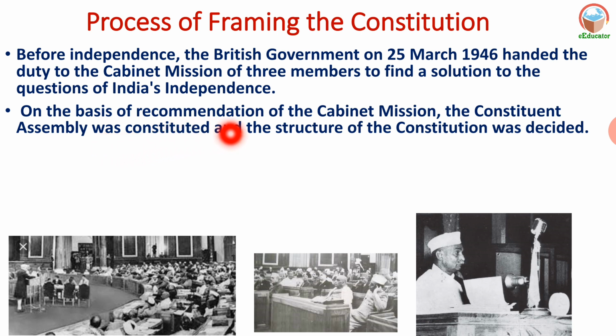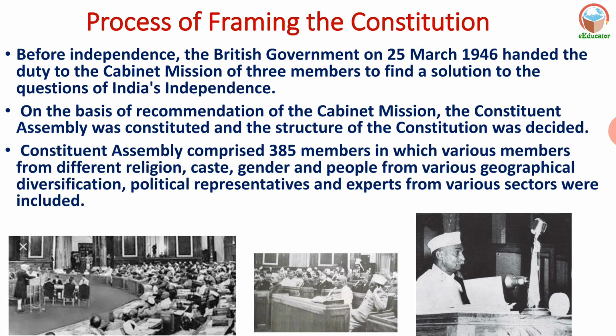So with the guidance and recommendation of the Cabinet Mission, the Indian Constituent Assembly was constituted and structured. The Constituent Assembly was framed to decide and frame the Indian constitution. It was decided.